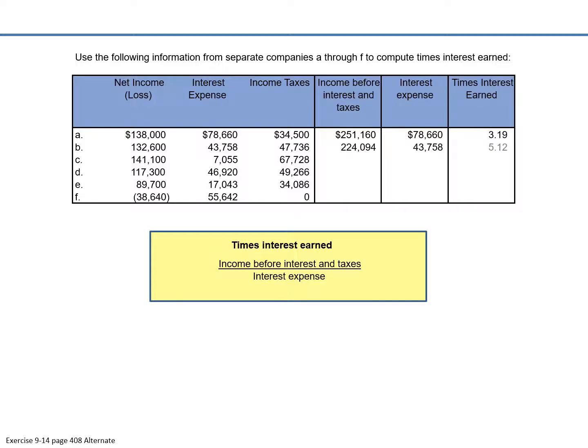Same math for letter B. You should have computed 5.12. Same math for letter C. You should have computed 30.6. Letter D is 4.55. Letter E is 8.26. And letter F is 0.31. So how'd you do?